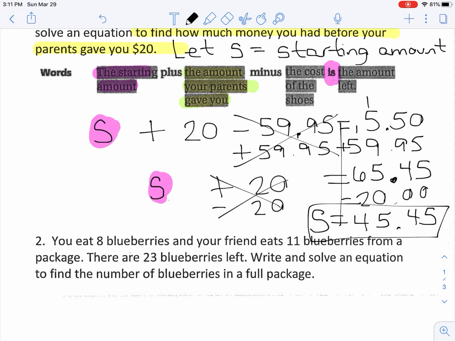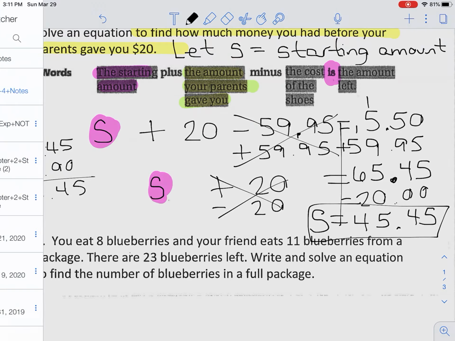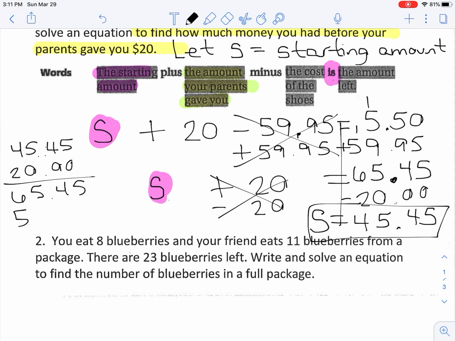So now what we're going to do is we're going to check it. Does all of this make sense? If I had $45.45 and then my parents gave me $20, so then I had $65.45. And then if I spent $59.95 on my shoes, what was my change? So 5 minus 5, sorry. 5 minus 5 is 0.